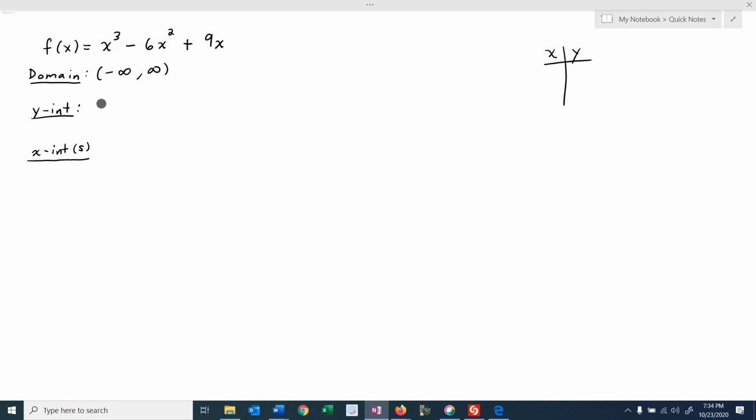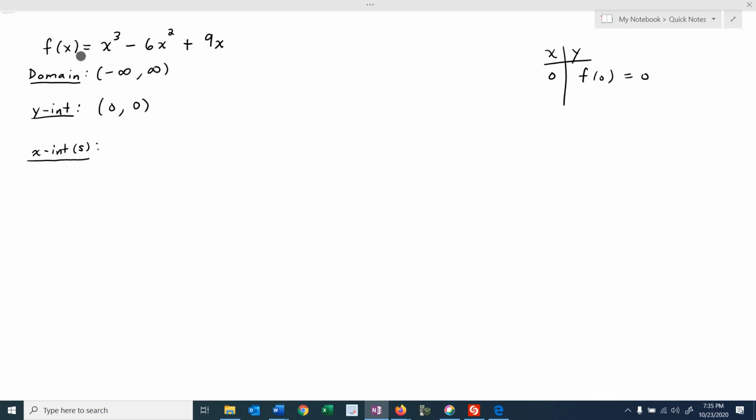Okay, so for the y-intercept, you should just let x be 0. And when you plug 0 into the function, notice that you get 0 out. So your y-intercept happens to be the origin.